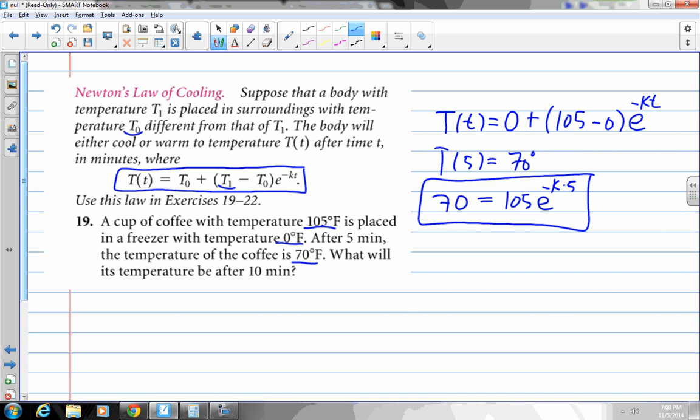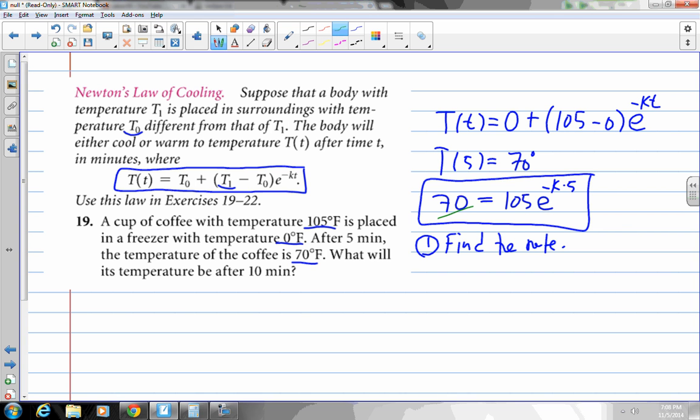In order for me to answer that question, I need to know the rate. I can solve for k. I'll know the rate by solving this equation. If I solve this equation, I only have one unknown, so I can go ahead and find the rate.